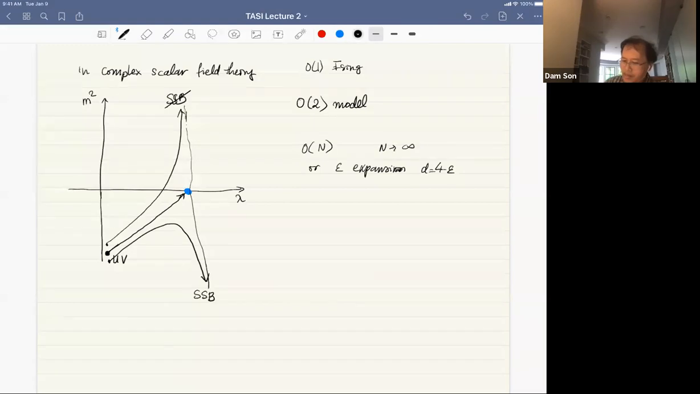But we know that the qualitative behavior that we get from the epsilon expansion holds in 3 dimensions: the phase diagram, the features of the fixed point, the structure of the renormalization group flow is the same.